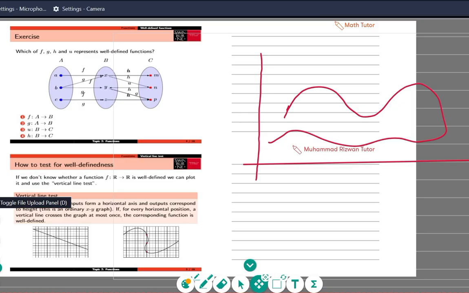You should use the vertical line test. Draw a vertical line and check whether it is a function or not a function. Read again the vertical line test. It says draw a vertical line, and for every horizontal position, see where the line crosses the graph. If the vertical line is passing through one point, then the graph is a function graph.